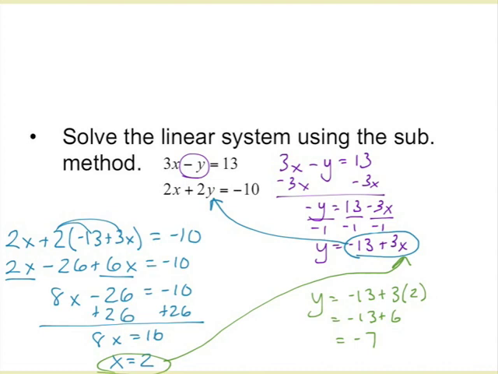We're going to write our final answer to this problem as (2, -7), x comma y.